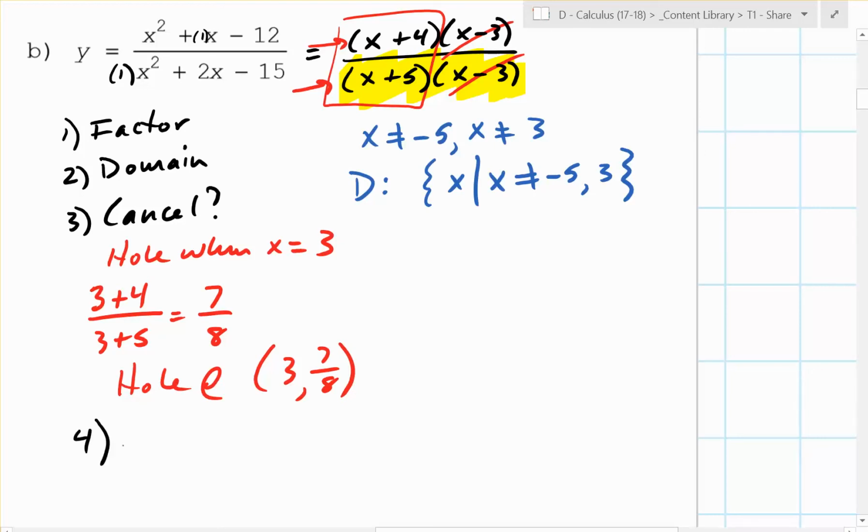Now, where's the vertical asymptote going to occur? Well, that's at the other x value that didn't cancel. That's this one right here. This one, yay, x equals -5. So the vertical asymptote, x equals -5. That's a vertical line at x equals -5.